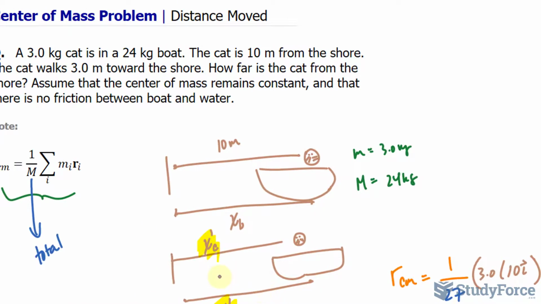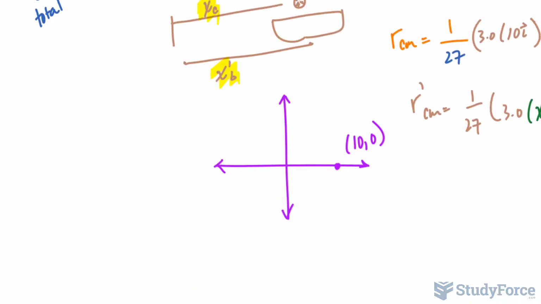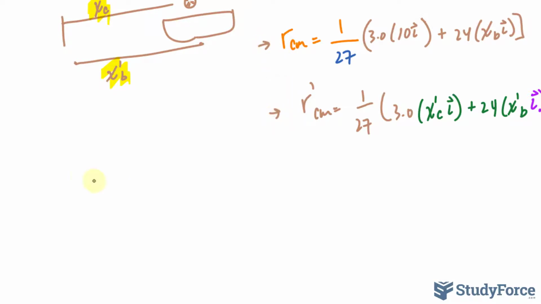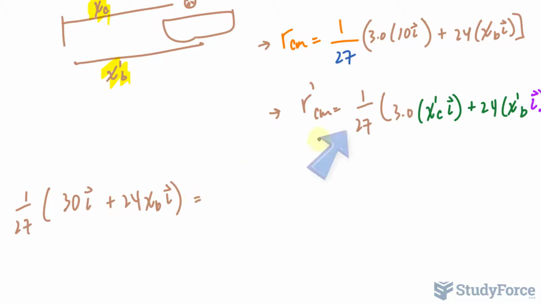According to the assumption in the question, we're told that the center of mass remains constant. So what I will do next is set both of these r's equal to each other. So I'll set this expression and that expression equal to one another. 1 over 27, I'm writing this one first. And 3 times 10 is 30 times the unit vector i, plus 24 x sub b, unit vector i, is equal to that side.